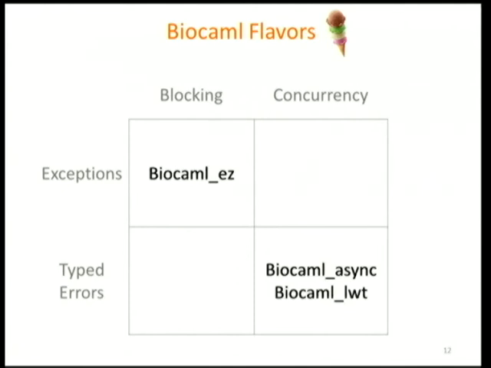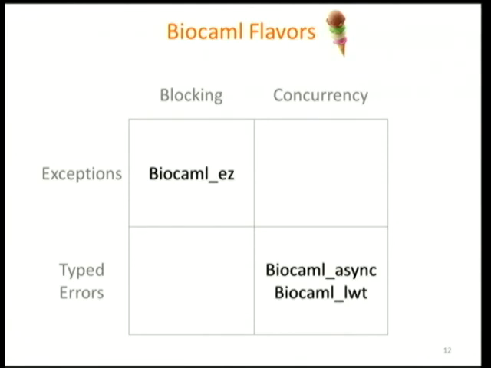In other words, what we have is a scenario where we really have conflicting objectives. Sometimes you want to just raise exceptions because it's just easier to program with that and easier to write simple scripts. Sometimes you want strongly typed errors. On the other hand, sometimes you want to make a blocking call, sometimes you want to program for concurrency.